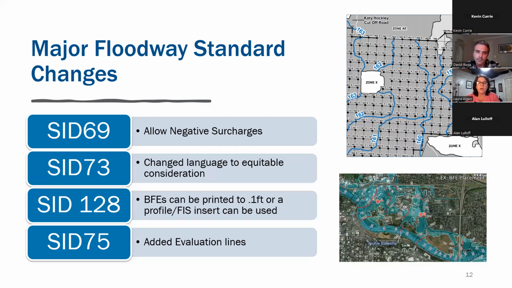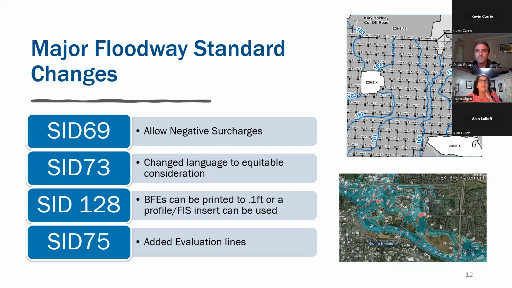We also changed some of the floodway language instead of the language that is used for the equitable distribution of flood hazard as you start to encroach and look at what is happening to a floodway in order to get that 1 foot surcharge per the current regulations. That didn't make sense. That type of process didn't make sense with the two-dimensional. So we changed that to equitable consideration.